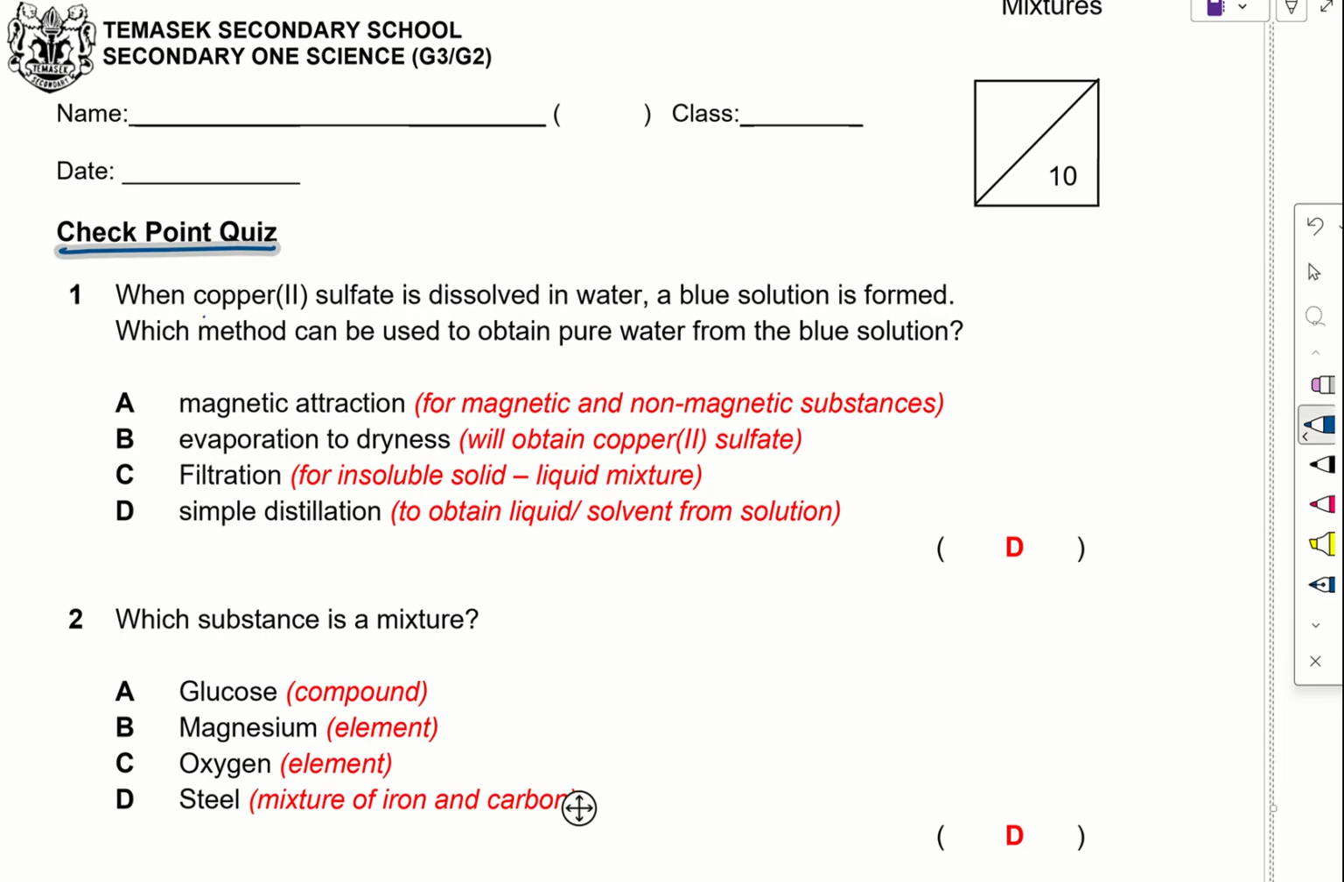Now, when copper 2 sulfate is dissolved in water, so we actually do not know what is copper 2 sulfate, but it's okay. We know that it is dissolved in water, a blue solution is formed. Okay, so it's not a suspension but a solution. So how can we obtain pure water from the blue solution?